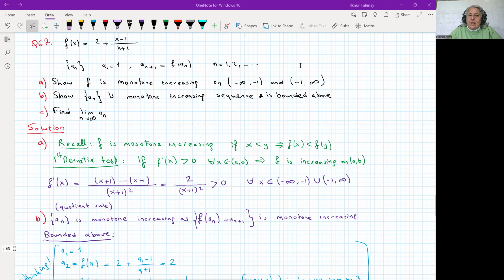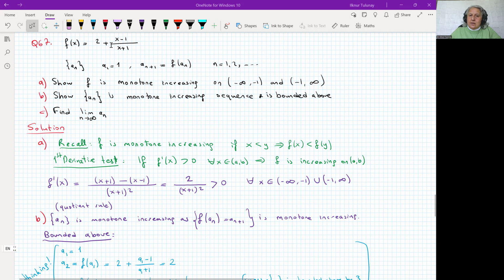Hello, everybody. We are going to work on limits of recursive sequences. This is for the calculus part of the course MATH1251 at University of New South Wales. That is question 67, and we are going through the solution of it.